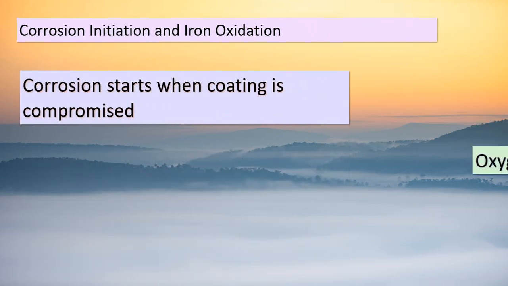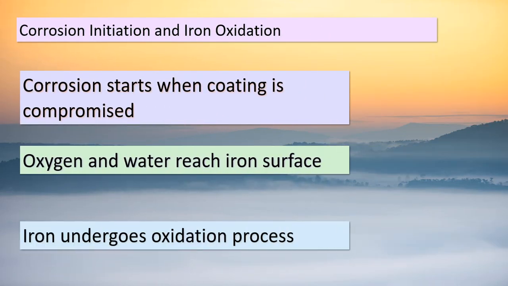Great to have you back, students. Now, let's delve into what happens when the protective coating is damaged. Once the coating is breached, oxygen and water can come into contact with the iron surface. This contact triggers a chemical reaction known as oxidation. During this process, iron atoms lose electrons and transform into iron ions. This phenomenon gradually weakens the iron object.